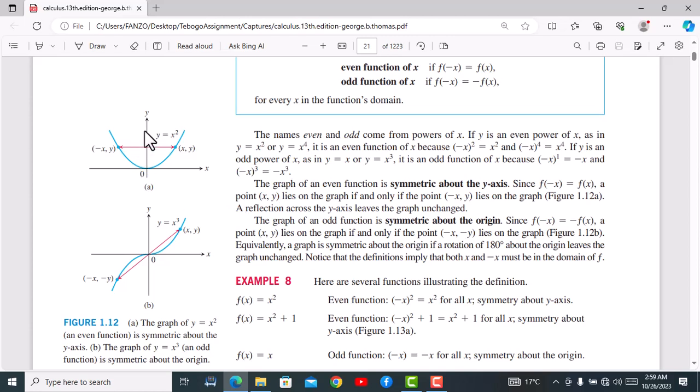So every even function will be symmetric about the y-axis. So you have x and y, there they are. And even if you input a negative value of x, you'll always have a positive y value. So this is a symmetry about the y-axis.